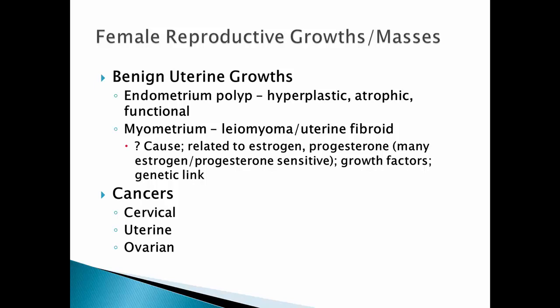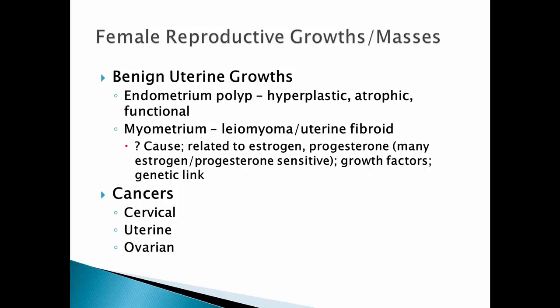Again, the things that we would be looking for are abnormal uterine bleeding, or there may be mass-related pressure or pain that would tell a woman that she may be developing a leiomyoma or a uterine fibroid. So what are the causes of these? Well, we talked about the link with estrogen and progesterone, because many of them are estrogen and progesterone sensitive. There may also be growth factors associated with the development of these myomas, and there's a potential genetic link. We don't know that it's a single gene, but it is something that we are aware of.